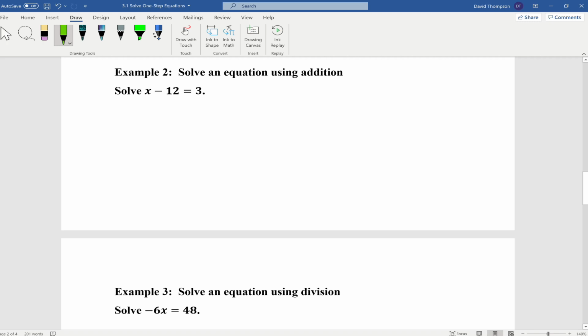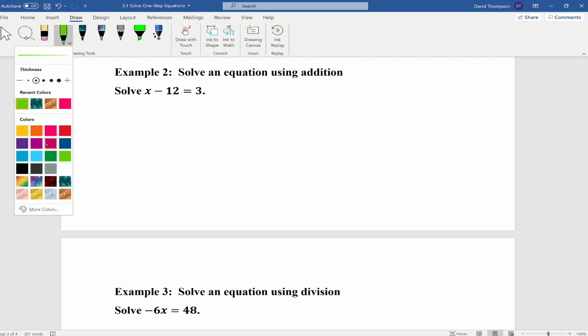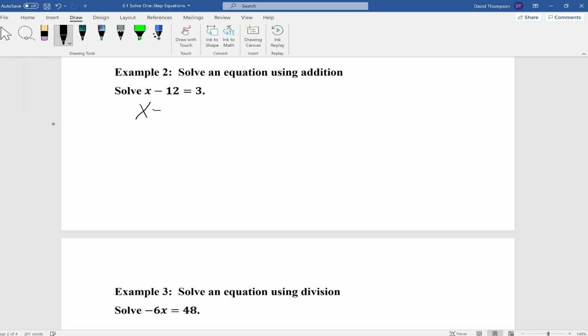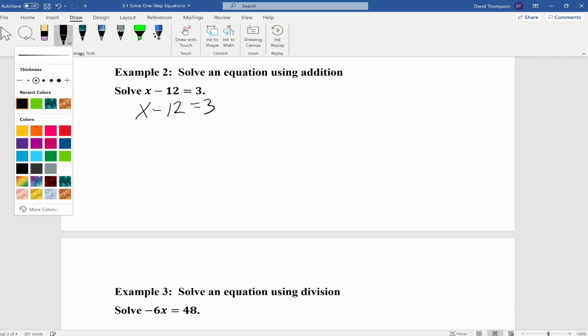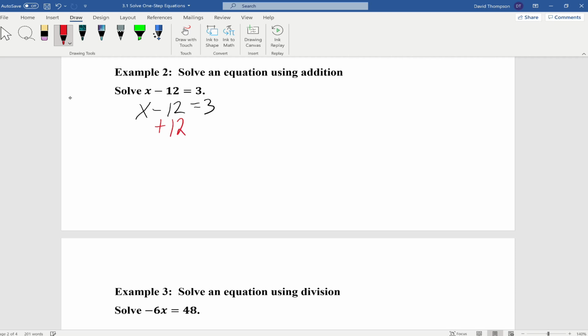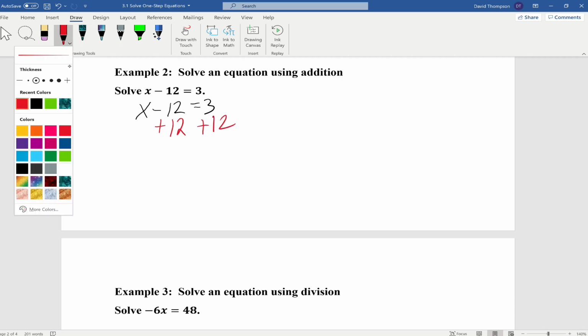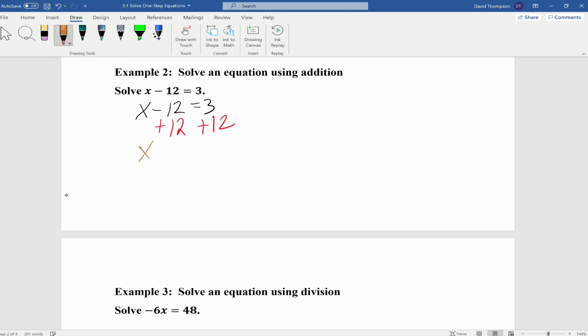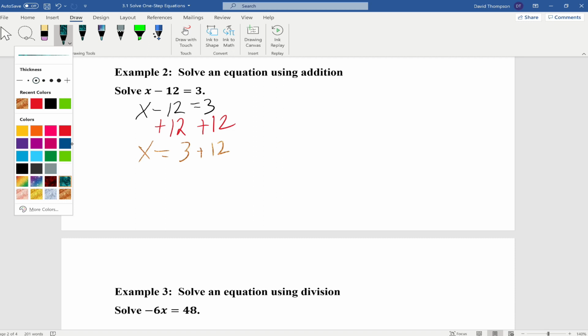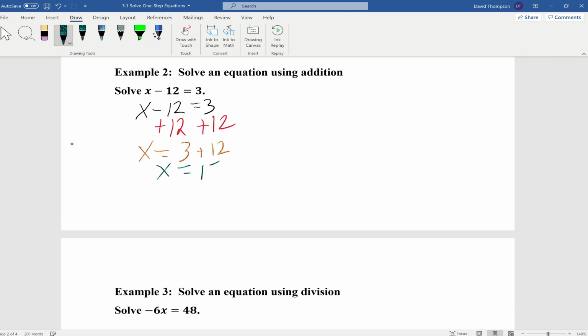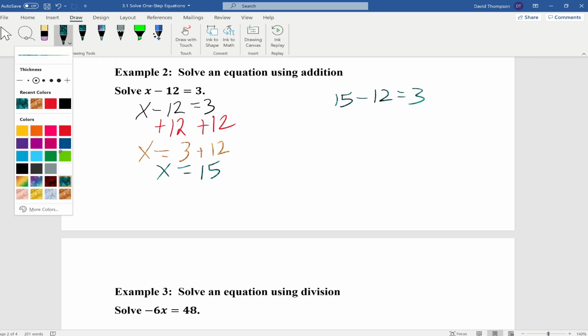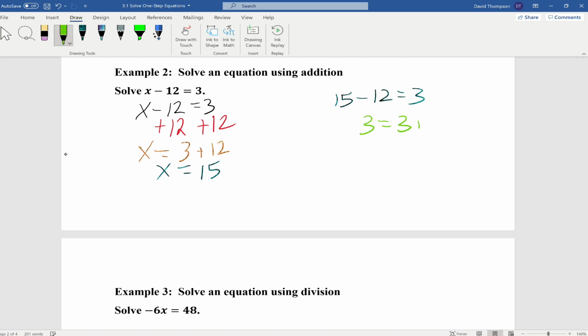Example 2, solve an equation using addition. So we're going to solve x minus 12 equals 3. Our first step is just rewrite the original equation: x minus 12 equals 3. Next step, we're going to add 12 to both sides. And we're going to be left with x equals 3 plus 12, and 3 plus 12 happens to be 15. So x equals 15. To check, we just plug in 15 for x. So 15 minus 12 equals 3. And 15 minus 12 happens to be 3. So 3 equals 3, and we check out again.